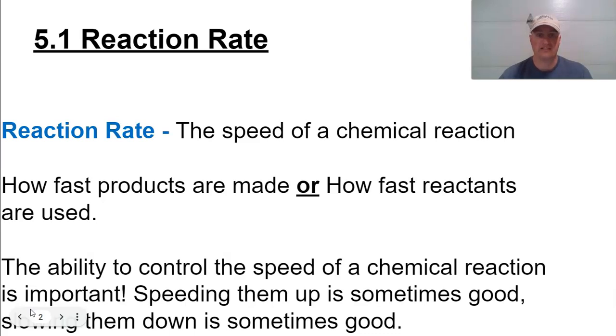Now, the ability to speed something up or slow it down is good. Sometimes we want it faster, as in an explosion. Sometimes we want it slower, as in pharmaceuticals that you're taking, where you want them to last a long time. So this is why it's a main focus of deeper level chemistry.